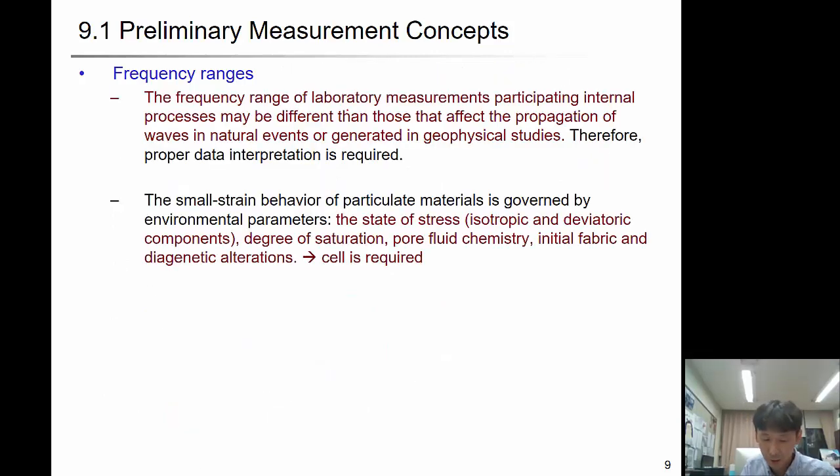So the frequency range of the laboratory measurement may be different from those that affect the propagation in the field or are generated in the geophysical study. So proper data interpretation is required to consider the frequency effect. And small strain behavior of particulate material is governed by environmental parameters such as the stress state, the degree of saturation, pore fluid chemistry, initial fabric, and diagenetic alteration.